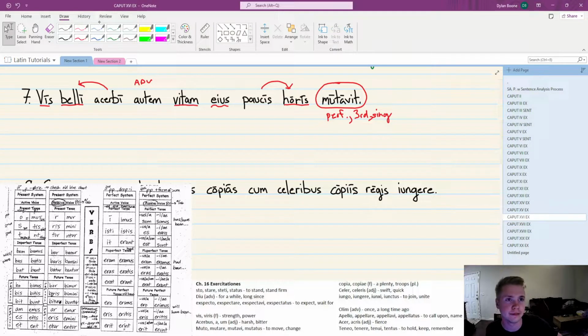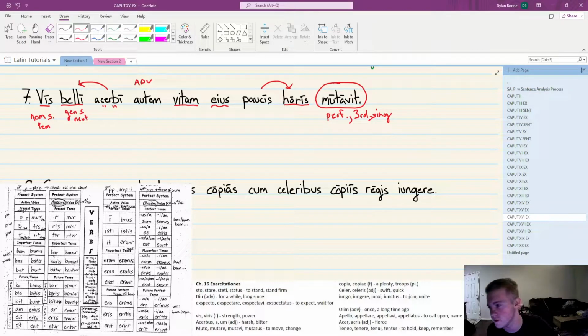Mutated in the past. So starting from the left side for our nouns, we have vis, which means strength or power. We know from that entry, this is the nominative singular form. It's feminine, if that matters. There's an adjective or something. We have belli, acerbi. So belli comes from bellum, bellum. Just from that, second declension, genitive singular. Neuter.